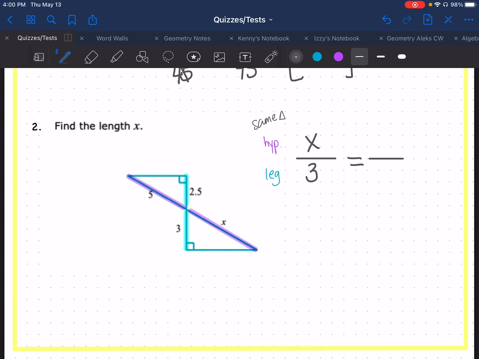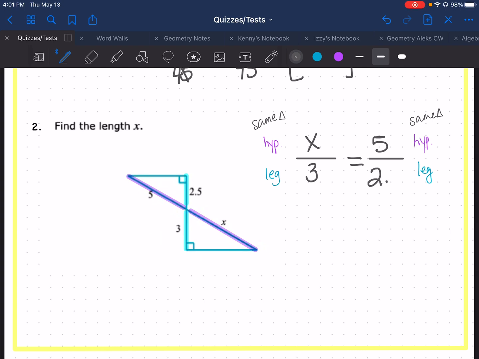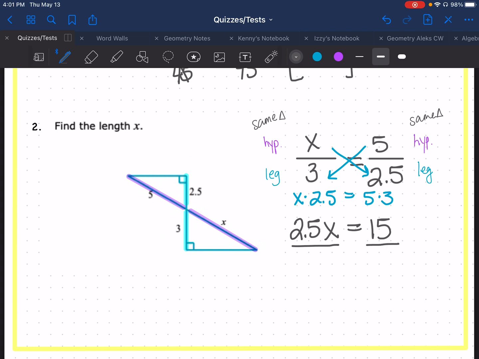So for the other one, I'm going to go to the same triangle and put the hypotenuse on top and the leg on the bottom. If I go to the other triangle, let me grab my laser. I have to put 5 on the top and 2.5 on the bottom because I'm putting hypotenuse on the top, leg on the bottom. Okay, this will work as well. And now I'm going to cross multiply. Let me show you the actual multiplication. I get 2.5x is equal to 15. 5 times 3 is 15. And I'm simply going to divide both sides by 2.5.